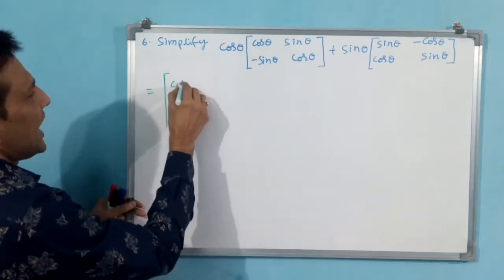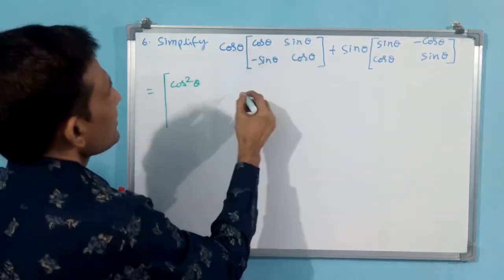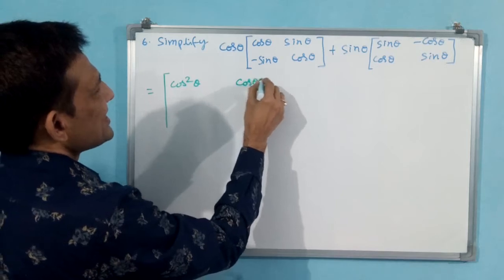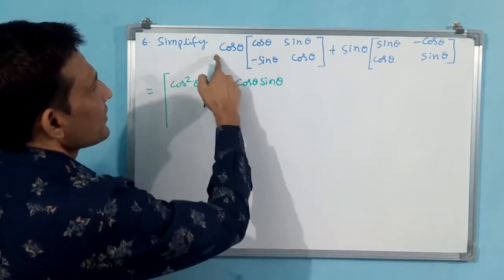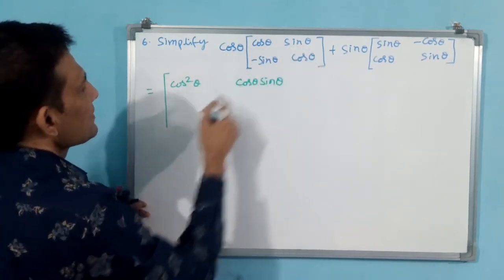Cos square theta, cos theta sin theta, okay, cos theta sin theta minus cos theta sin theta.